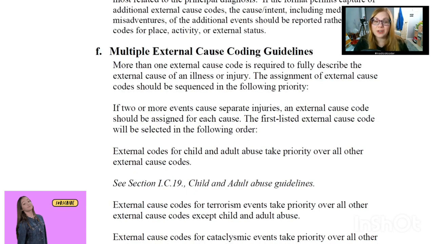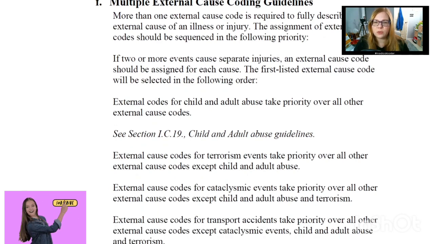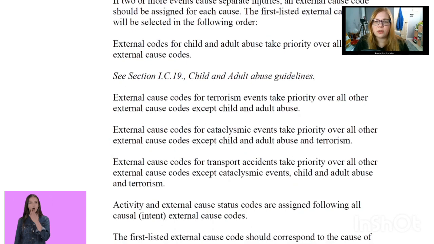Multiple external cause coding guidelines. More than one external cause code is required to fully describe the external cause of an illness or injury. The assignment of external cause codes should be sequenced in the following priority. If two or more events cause separate injuries, an external cause code should be assigned for each cause. The first listed external cause code will be selected in the following order. External cause codes for child and adult abuse take priority over all other external cause codes. External cause codes for terrorism events take priority over all external cause except child and adult abuse.